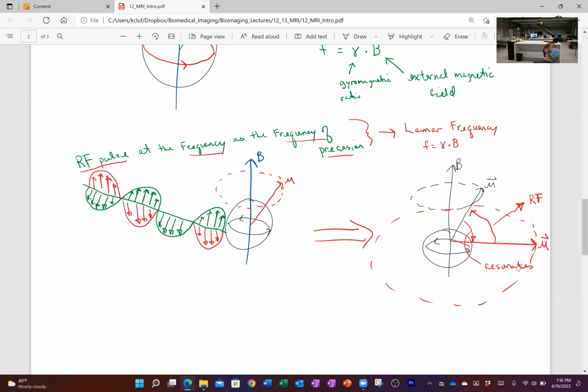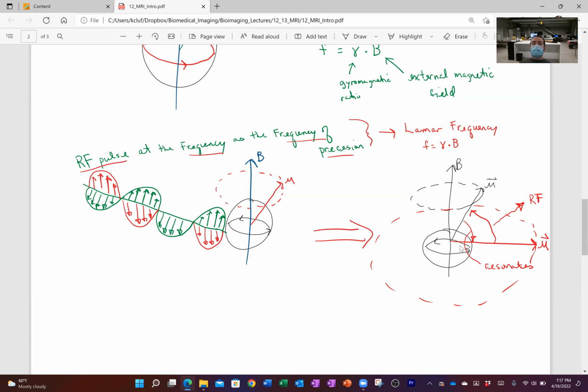And then we turn off the pulse, the RF pulse, and the material will release some of that RF energy. And the time that it takes for the different materials, or different tissues, to release that RF energy is what we can use to measure contrast in different tissues. So different tissues have different relaxation times.